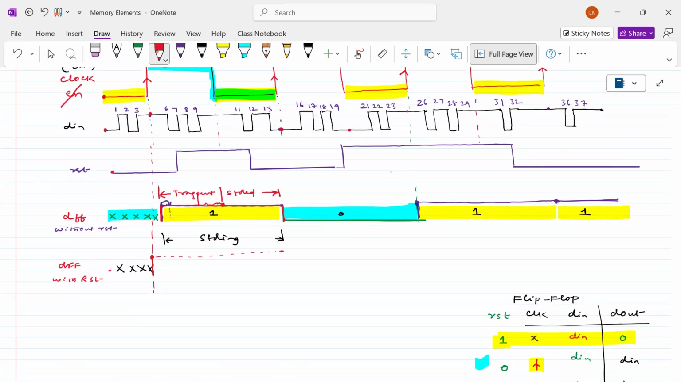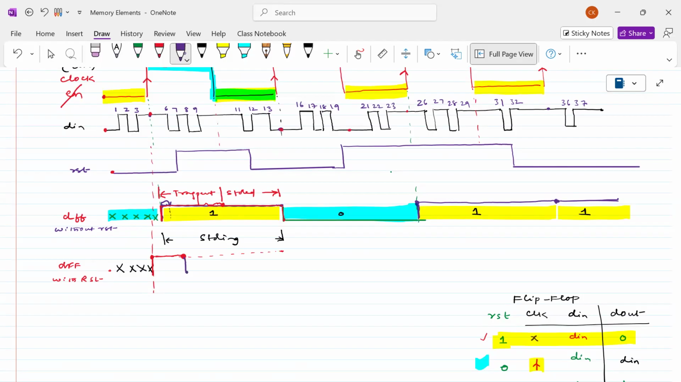Therefore, it's going something like this. But when it is going here, you see a change in RST. So till this point, there is no problem. But because of this RST, we have entered into this particular condition now. If the reset is equal to 1, what we said is that the output must be 0. Therefore, it must be 0 now.